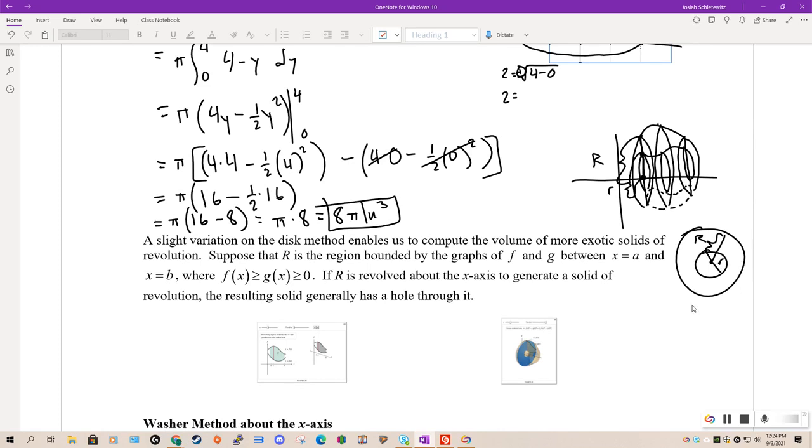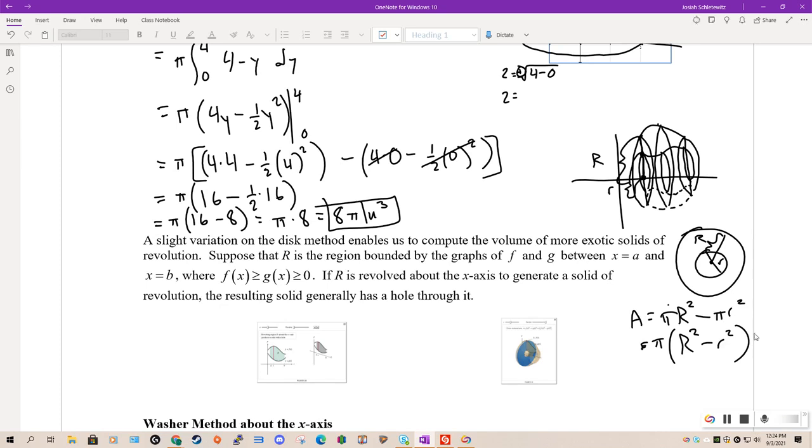So how do we find the area of this shape? Well, it's going to be the outer circle, pi capital R squared, minus the area of the inner circle, pi little r squared. So that's going to be how we determine this area. We can factor out the pi as well: pi times R squared minus little r squared.